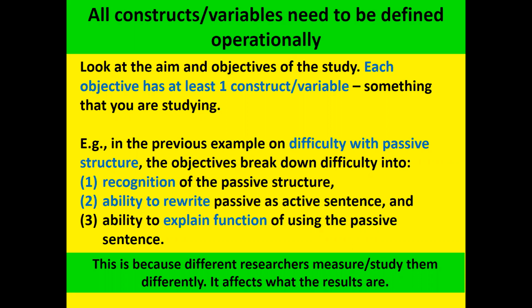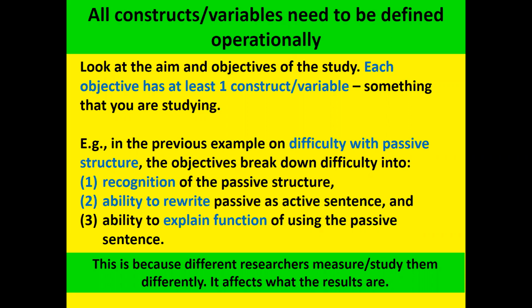Example, in the example on the difficulty with passive structure, the objectives break difficulty down into 3. 1, ability to recognize a passive structure. 2, ability to rewrite the passive as active sentence. And 3, ability to explain the function of using the passive sentence. So this is broken down. Then if I do not explain recognition of passive structure, you wouldn't know what I really mean. So I need to explain this in my chapter 1.